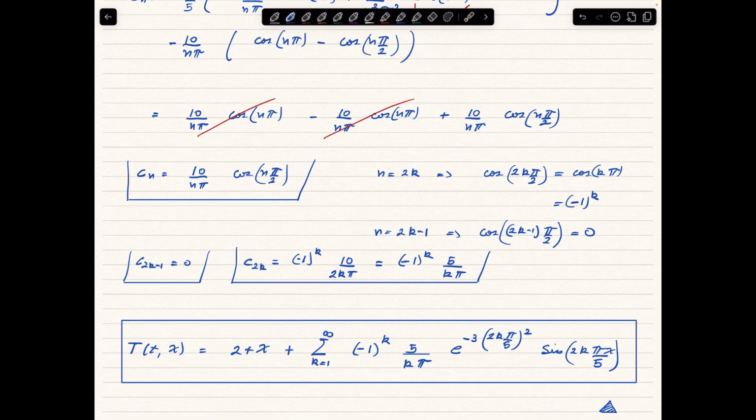Oh, I forgot something. There is a t here. So when t goes to infinity or t grows, this part of the solution goes to 0. So this whole thing goes to 0 and the solution goes to the equilibrium solution. But there is a transient, a time-dependent part, which is what we call the transient part.